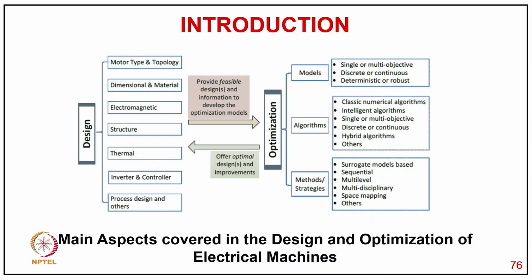We start from the design, and the design consists of motor type of topology, dimension and material, electromagnetic calculation, then structure calculation, thermal calculation, inverter conduction, process and design, and then we provide the feasible design and information developed to the optimization model. Optimization of course uses models for calculation like single or multi-objective, discrete or continuous, deterministic or robust, and we use algorithms for optimization like classical numerical algorithms, intelligent algorithms, single or multiple objectives, discrete or continuous, hybrid algorithms, and others. And we have methodologies like the surrogate model phase, sequential method, then multi-level, multi-dimensional space mapping and others. Then we go back and offer the optimal design with improvement for calculation or final calculation. So this is the process we typically follow in design and optimization of electrical machines.